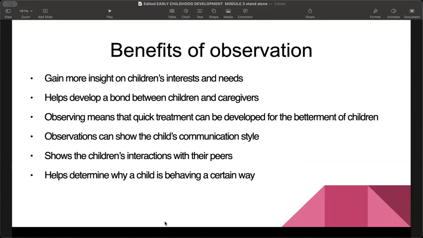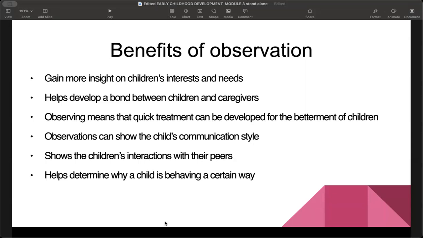Okay, thanks. So, it talks about benefits of observations. These are the points. He says, gain more insight on children's interests and needs. It helps develop a bond between children and caregivers. Observing means that quick treatment can be developed for the betterment of children. Observations can show the child's communication style, shows the children's interactions with their peers, helps determine why a child is behaving a certain way.